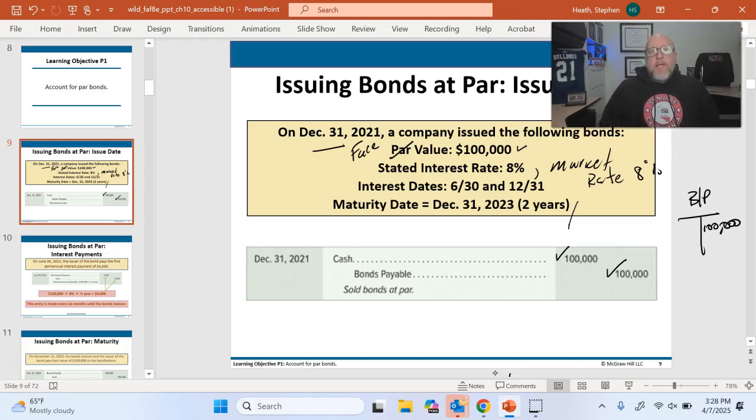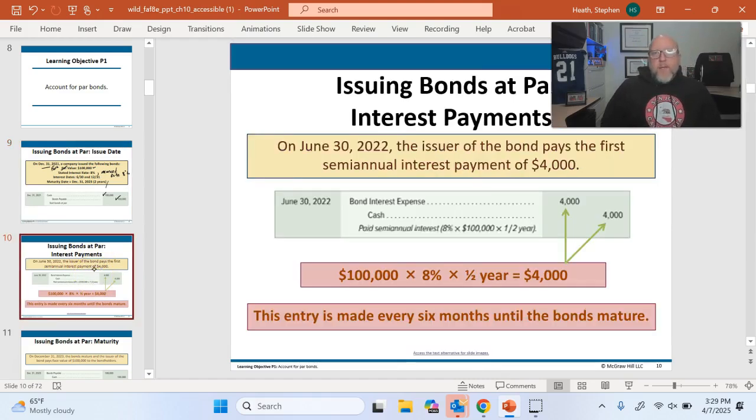And when we pay interest when we issue it at par, it's pretty straightforward, okay? The journal entry is going to be bond interest expense, which will be the face value, 100,000, times the stated rate, right? The rate that the bond is at. And again, it was 8%, but we're paying semi-annually. So the stated rate twice a year is 4%, and therefore 4,000.